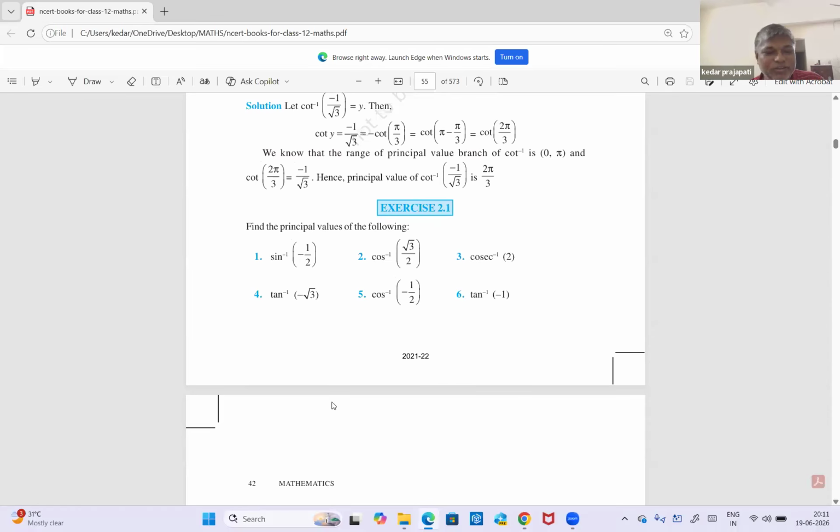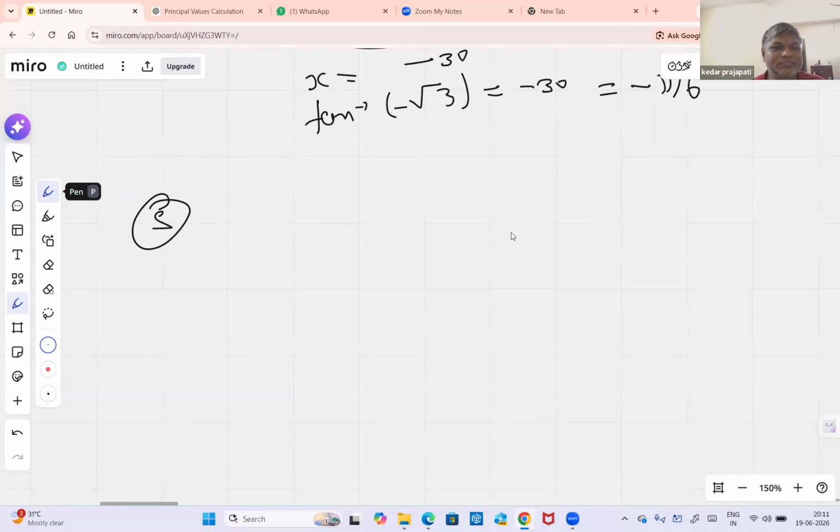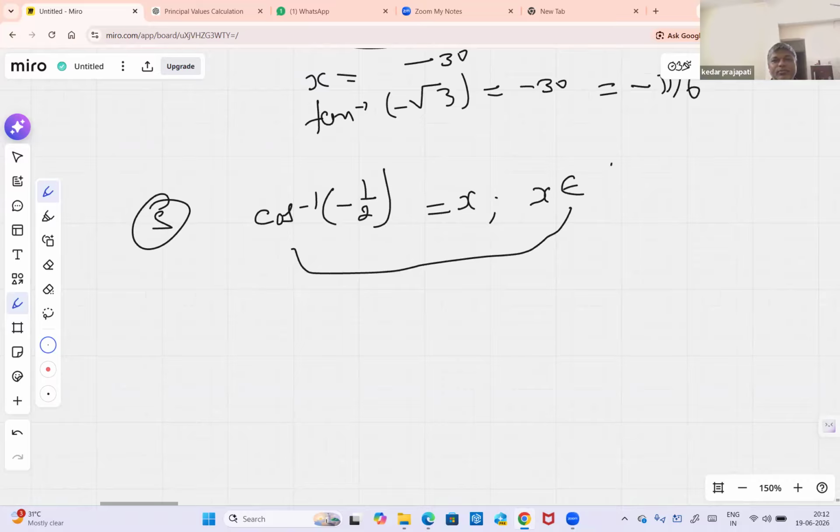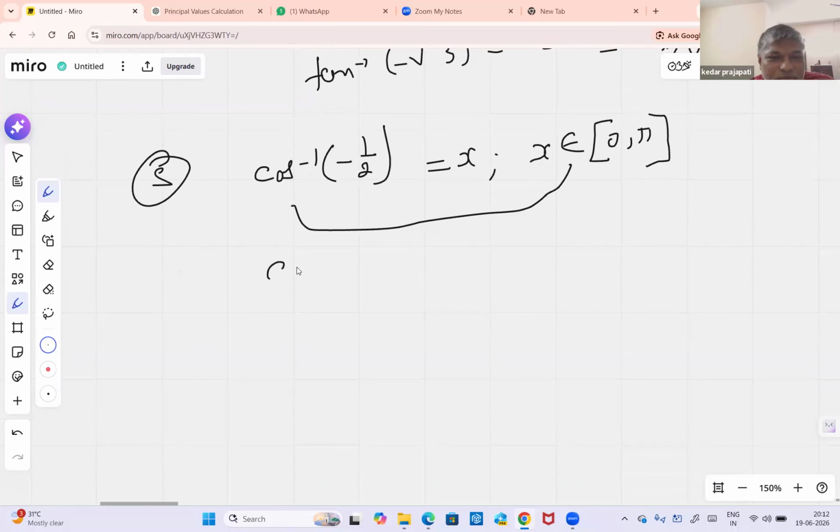Okay. Cos inverse minus half. Yes. Can we do it slowly together? Okay, sir. Cos inverse minus half equal to x. Now the range of this: x would belong to 0 to pi. Correct? Yes, sir. Okay. So this will become cos x equal to minus half.